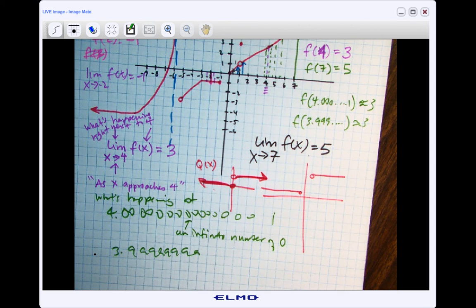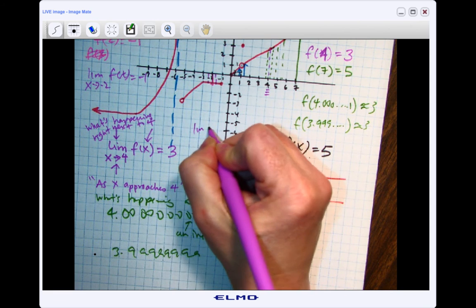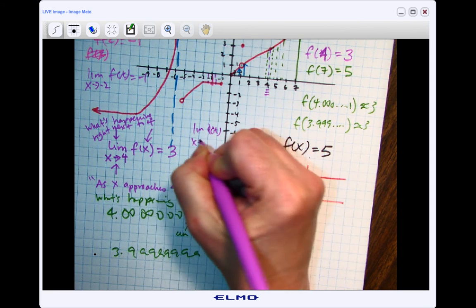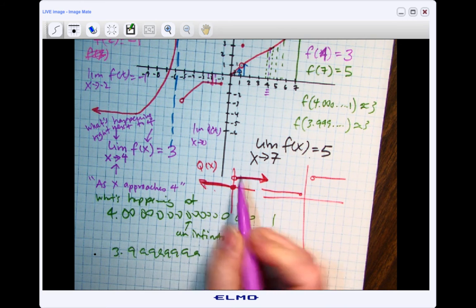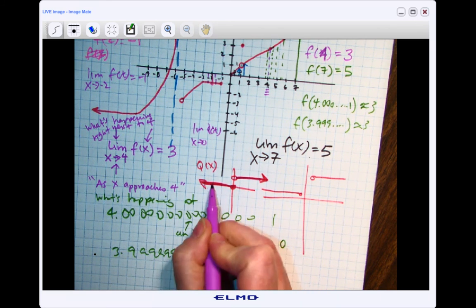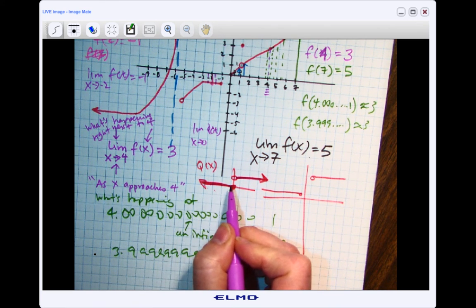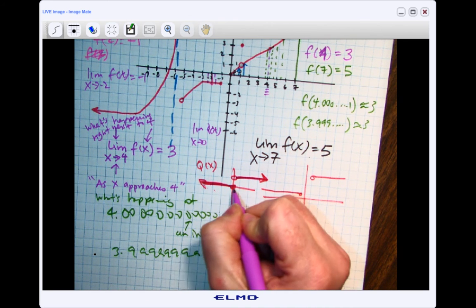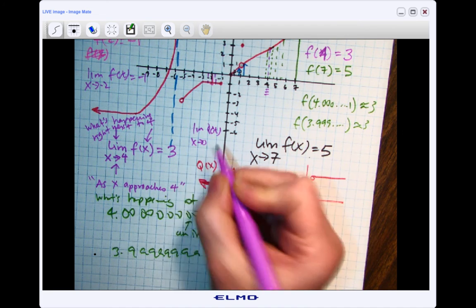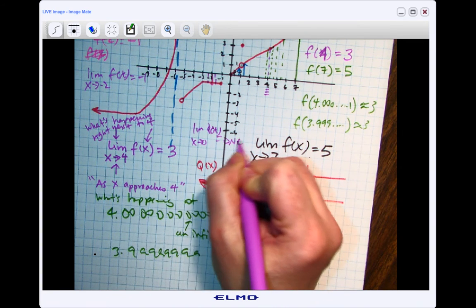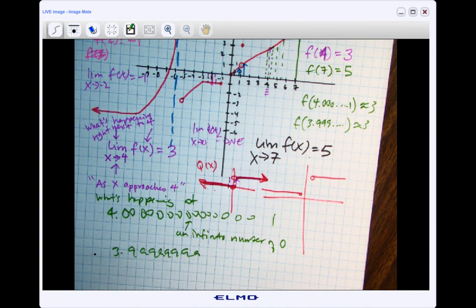So let's say the limit of q of x as x approaches 0. Well, over here, I'm getting close to the value of 1, but over here I'm getting close to the value of 0. So do you see how it's not doing the same thing on both sides? Over here, it's getting close to 1, and over here, it's getting close to 0. So this one would be a does not exist. So to be a limit, you have to be doing the same thing on both sides.